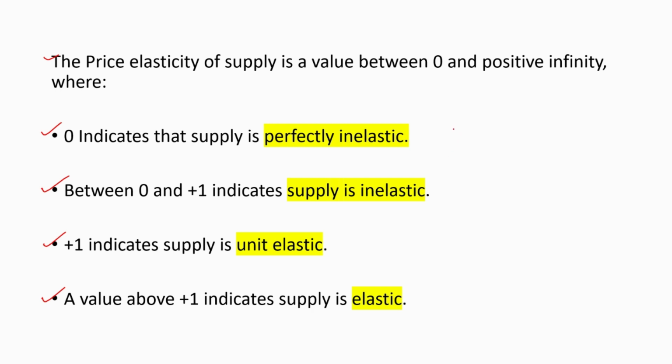Now, the price elasticity of supply is 0 or a positive value. This is because price and supply are positively related. If the price increases, supply will also increase. If the price decreases, supply will also decrease. That is why we get this positive value for the price elasticity of supply.